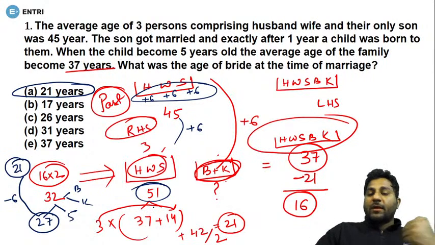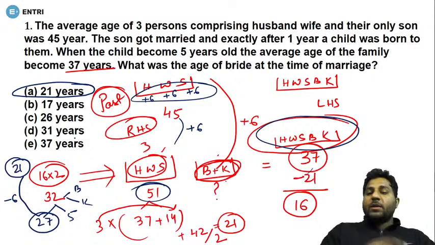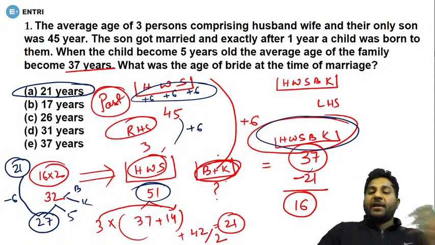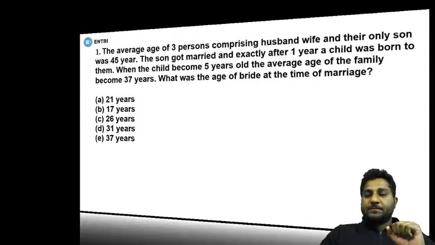So after getting the 51 in the present, we will compare it with the whole family average age, and after doing that we can easily find the difference between the extra age. Okay, so I hope you all have got the answer.